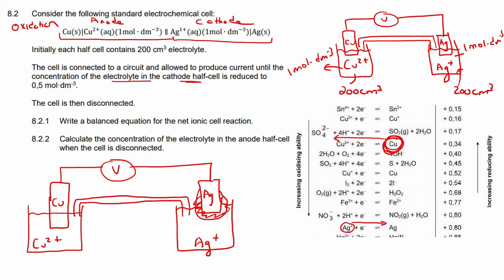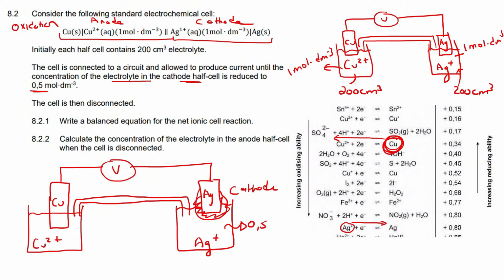So you see how we originally started with 1 mole per decimeter for each container, right? Like we said over here earlier. And then they told us over here, the cell is connected, and until the concentration in the cathode, so this is the cathode, they said that the concentration of the electrolyte is going to go down to 0.5. So it's going to go down to 0.5, but it was originally 1.